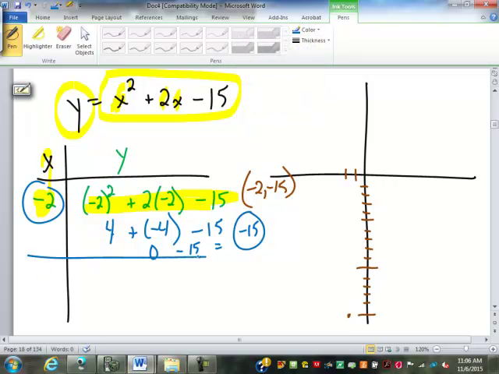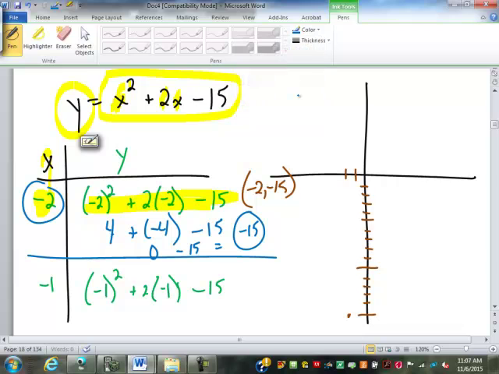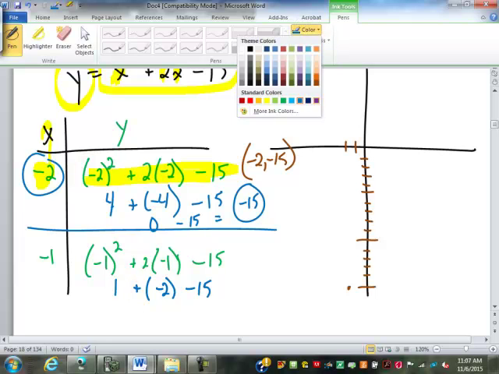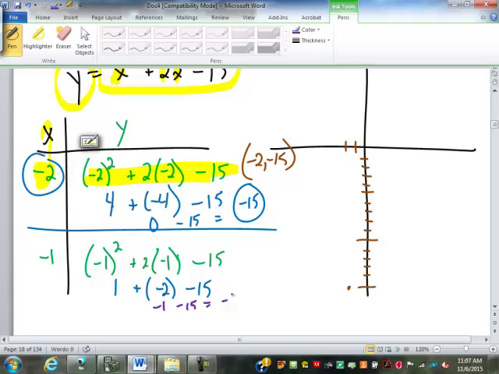Well, let's see what happens when I put in a -1 for x. So it's -1 squared plus 2 times -1 minus 15. So -1 squared is +1 plus 2 times -1 is a -2 minus 15. Well, 1 plus -2 is -1 minus 15. That's -16. That's even worse. So you got -1, -16 is our ordered pair. That's going to be down here.